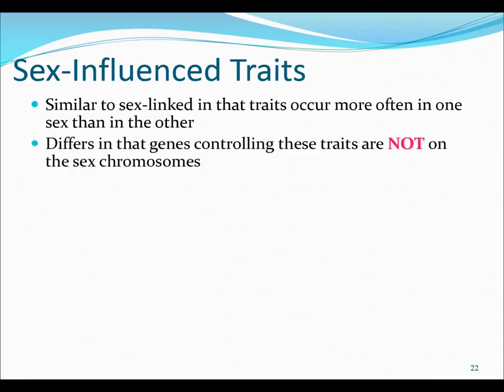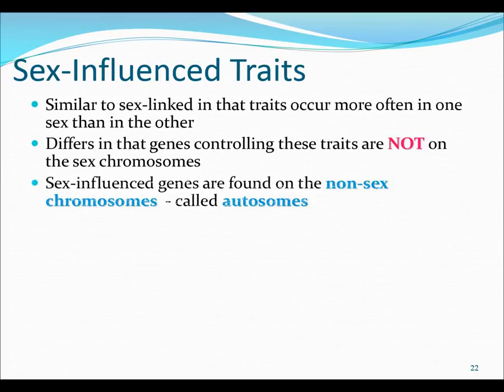All right, so let's go to the last one, which is sex influenced. Under sex influence, it's similar to sex linked in that the traits occur more frequently in one sex than the other. It differs, however, because the genes that are controlling are no longer sex chromosomes. So we're back to the autosomes. Sex influenced genes are found on non-sex chromosomes, again called the autosomes.